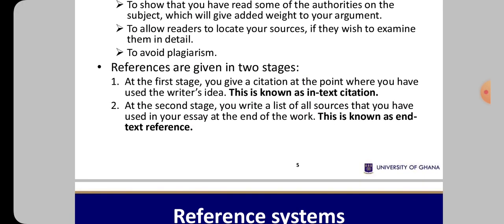So that is it. So let's go to the next topic. References are given in 2 stages.